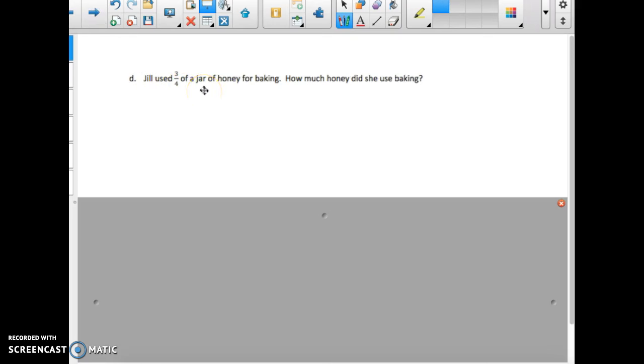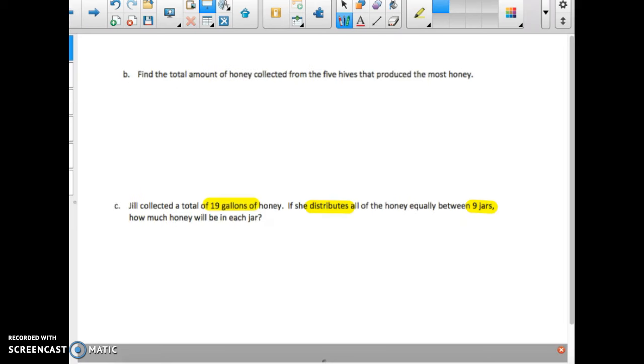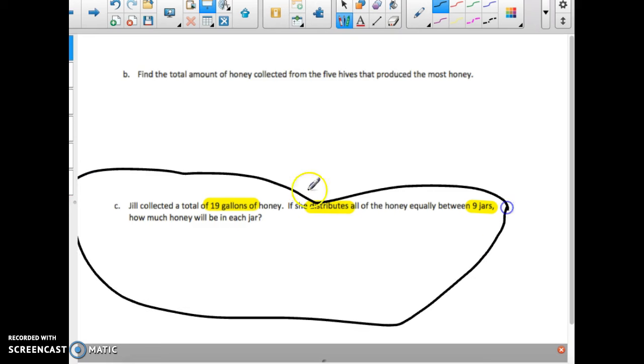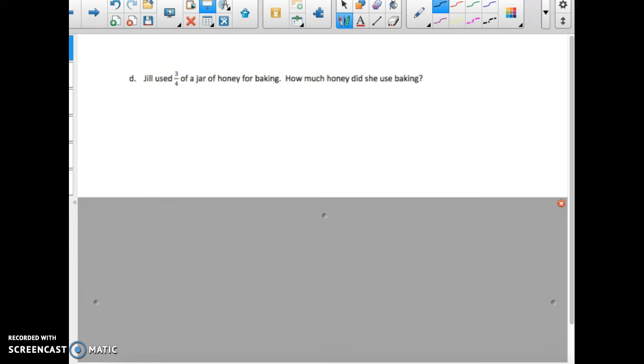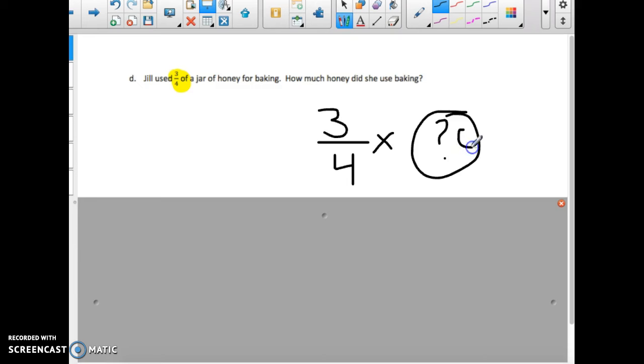Okay, moving on to D. Jill used 3/4 of a jar of honey for baking. D is connected. I am going to have to take my answer from question C because this is telling me how much honey will be in each jar. So I'm going to have to take that number, and then it says 3/4 of. Well, I know that of means multiply. So I am going to take 3/4 times whatever my answer was that I got from question C. That will give me my answer here. Don't forget to put a unit on it.